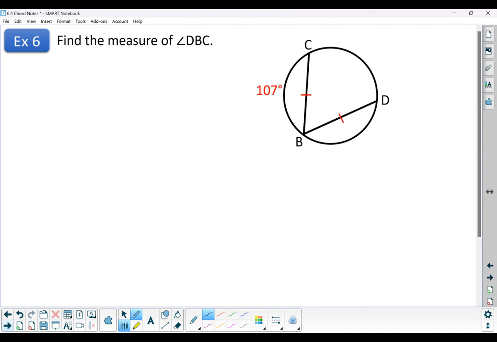Okay, example 6 says find the measure of angle DBC. We're looking for this angle right here. All right, well, we've got markings that say that these two chords are equal to each other. If the chords are equal to each other, that means the arcs are equal to each other as well. So this one is also 107. So we can figure out this arc from C to D by doing 360 minus 107 minus 107.